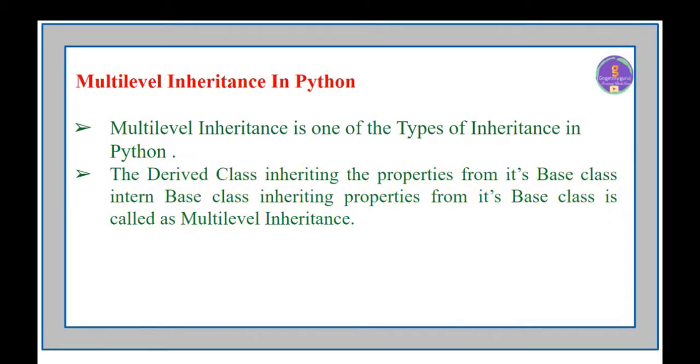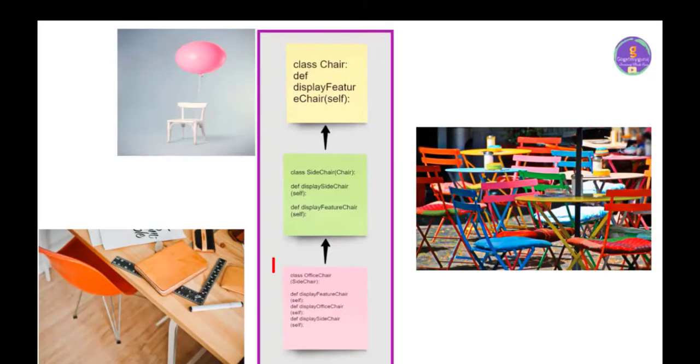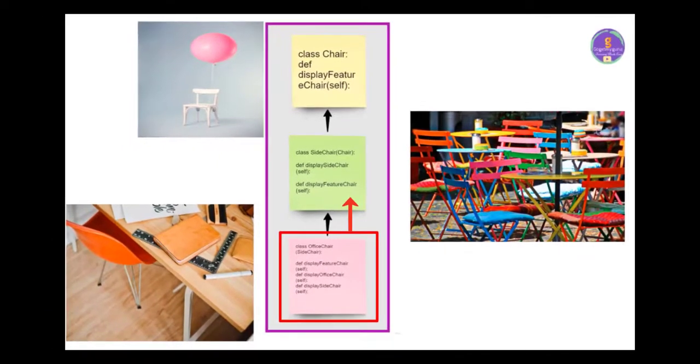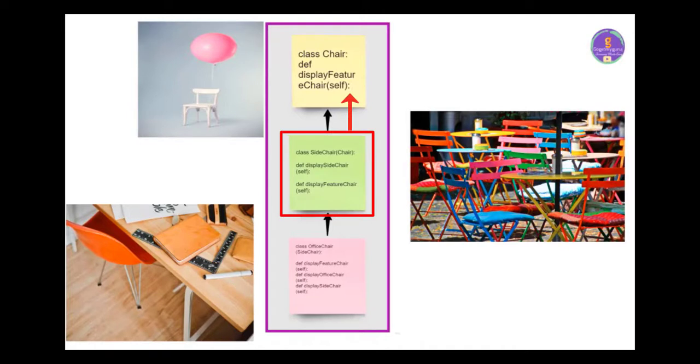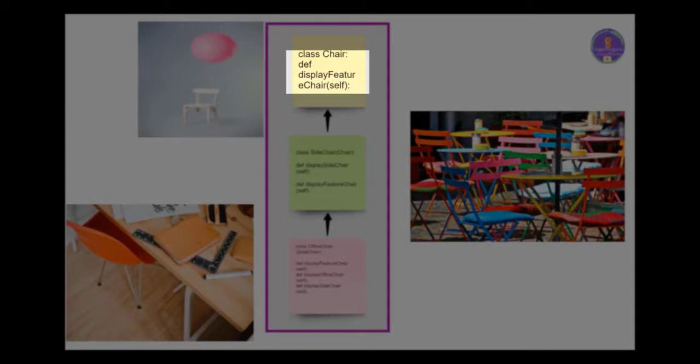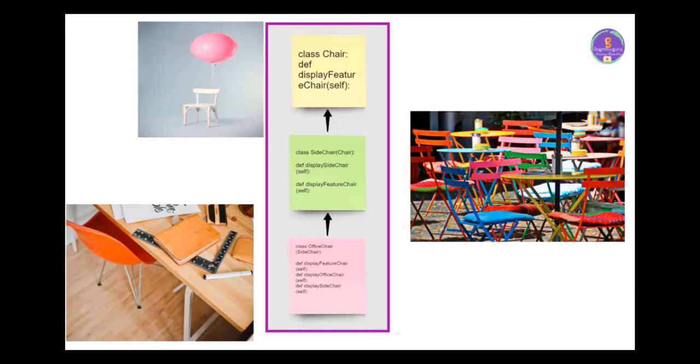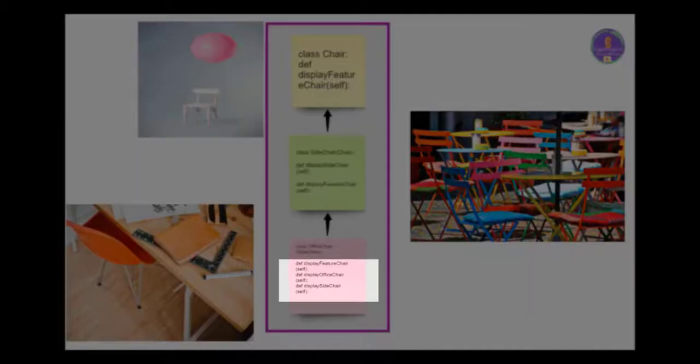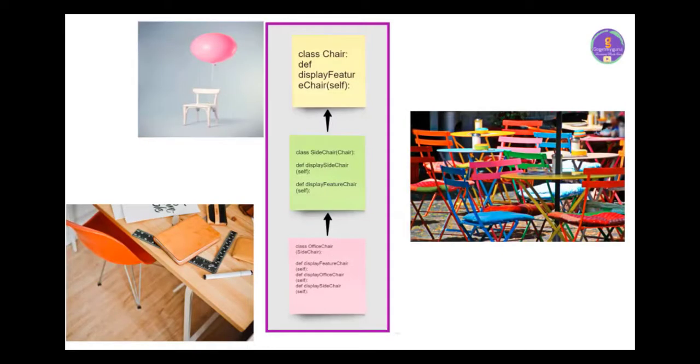Let's map this definition with the diagram here. Class office chair is a derived class from its base class, that is side chair, and side chair is a derived class from its base class, that is chair. The class chair contains the display feature method, and class side chair contains the display side chair method plus the base class method, that is display feature method, and one more class office chair contains display office chair along with the methods of the side chair class. We'll see the coding for this multi-level inheritance in VS Code.